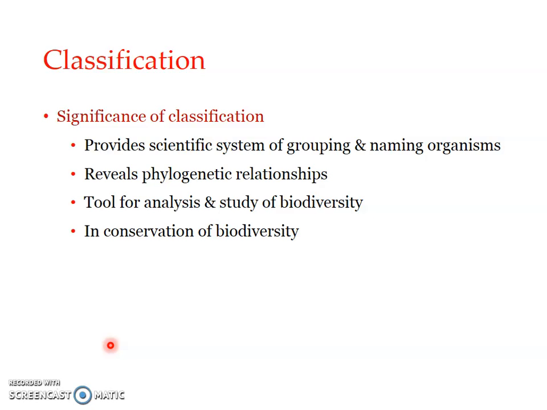Okay, so it provides a scientific system of grouping and naming organisms, and it also provides a convenient organization of living and fossil organisms. Okay, it reveals phylogenetic relationships, and it is a tool for analysis and study of diversity. When we have to group organisms, we have to identify them, we have to name them, then only we can go for grouping, isn't it? When we name the organisms, we will come to know how many kinds of species are existing on the earth. That is how the study of biodiversity is taken up. Similarly, unless we know what all kinds of organisms are existing on the earth, we cannot conserve them. So it also helps in conservation of biodiversity.